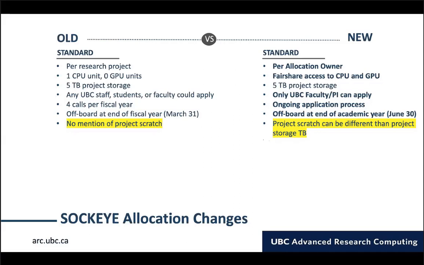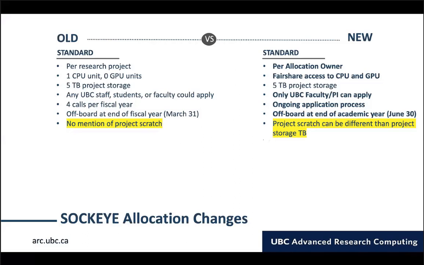Previously, you had access to one CPU unit, which was roughly 50 core years, depending on how many people were using the system. That is now fair share access to CPUs and GPUs. There was no access to GPUs previously. Now you have fair share access to all CPUs and GPUs on the system. The 5 terabytes of project space is still the same between the old and the new.